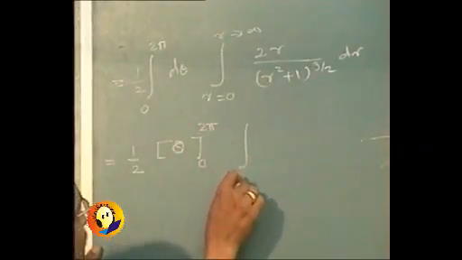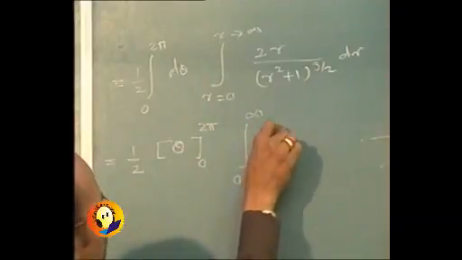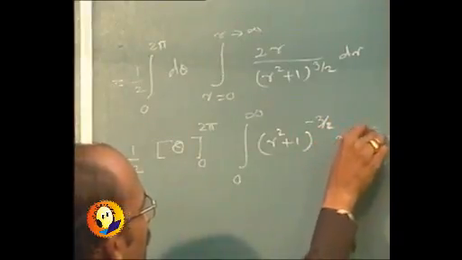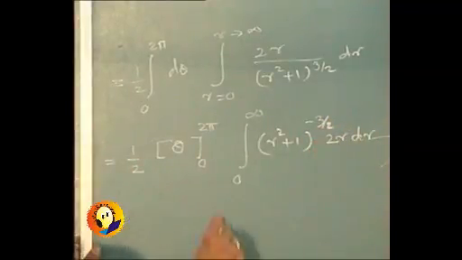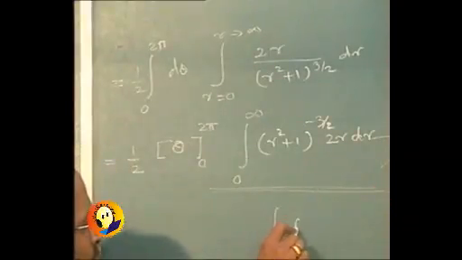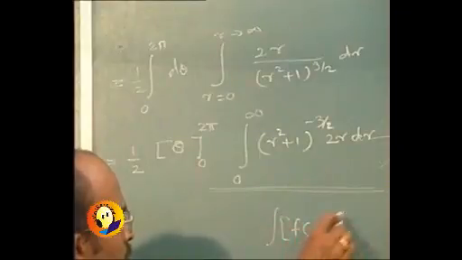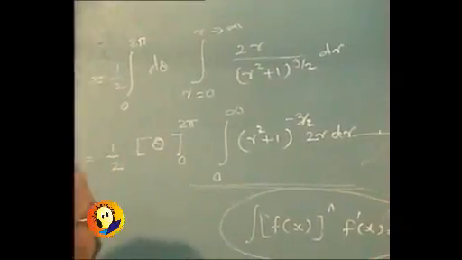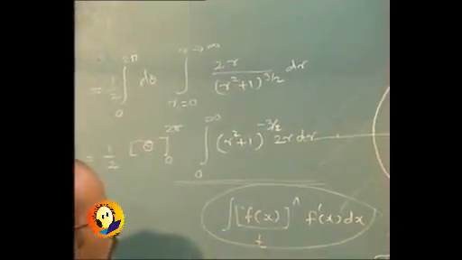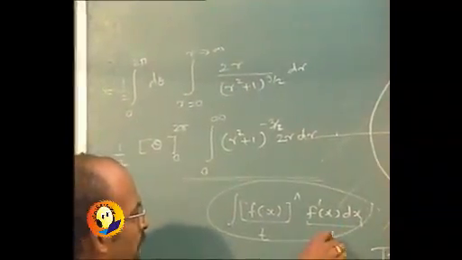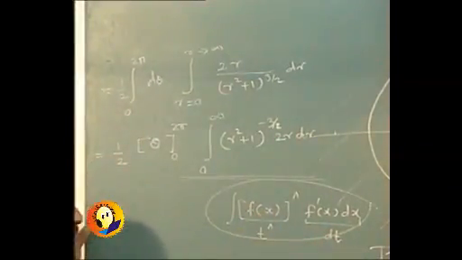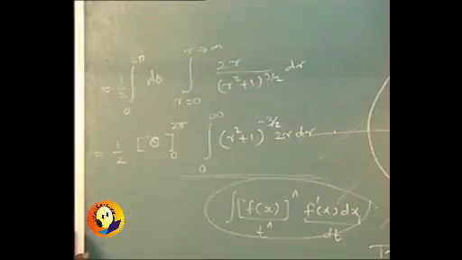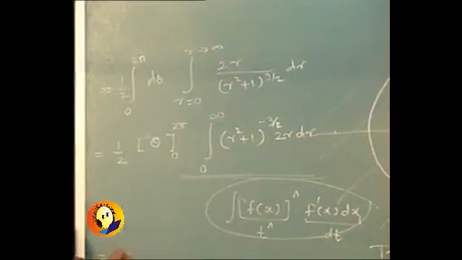Whereas the second integral I will write as from 0 to infinity, r square plus 1 bracket raised to minus 3 by 2 into r dr, with that 2 which is adjusted. This is simply in the form integral f(x) bracket raised to n into f dash x dx. If we substitute f(x) equal to t, then f dash x dx as a whole will become dt, and this will be integral t raised to n dt, which can be integrated as t raised to n plus 1 upon n plus 1. So using that formula, we can proceed.